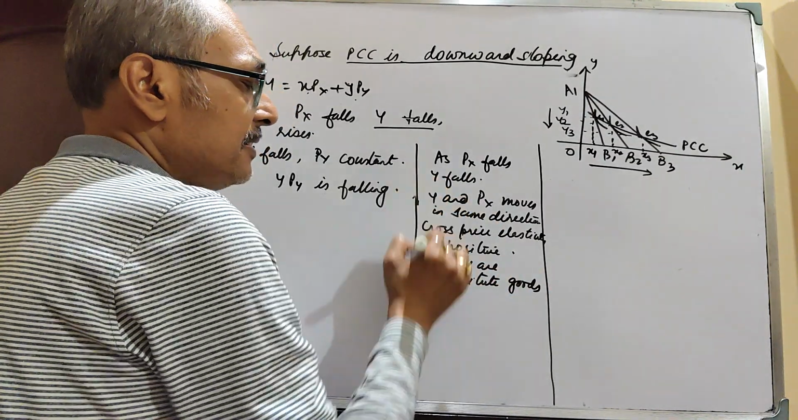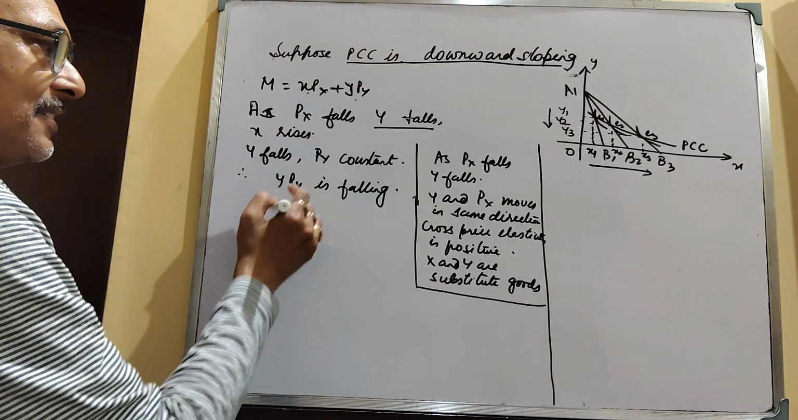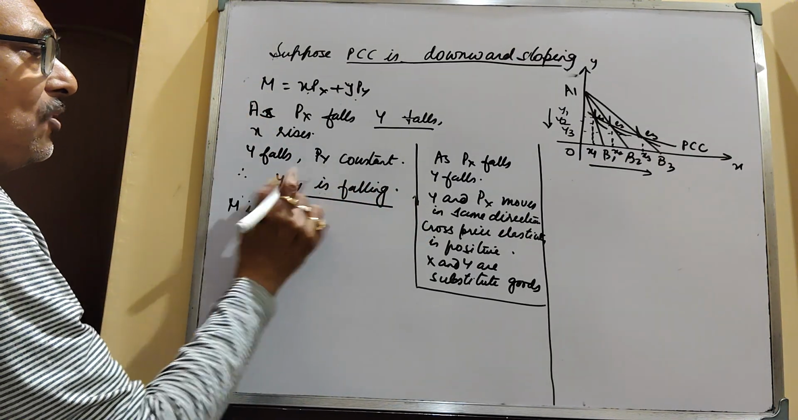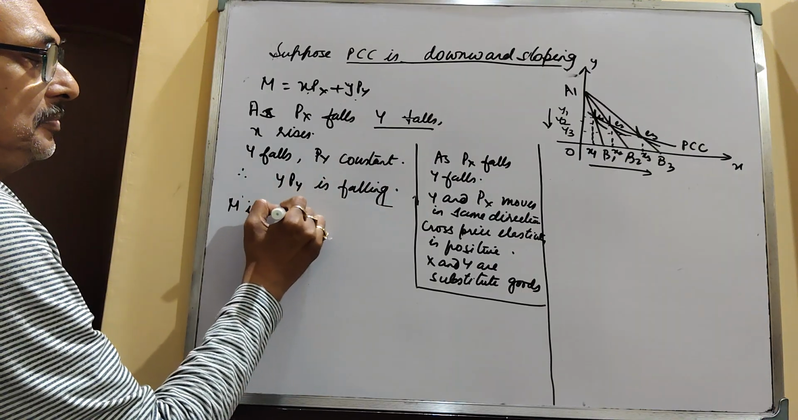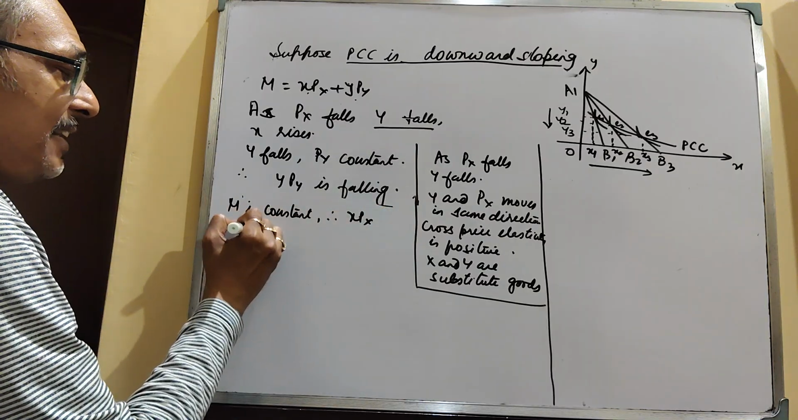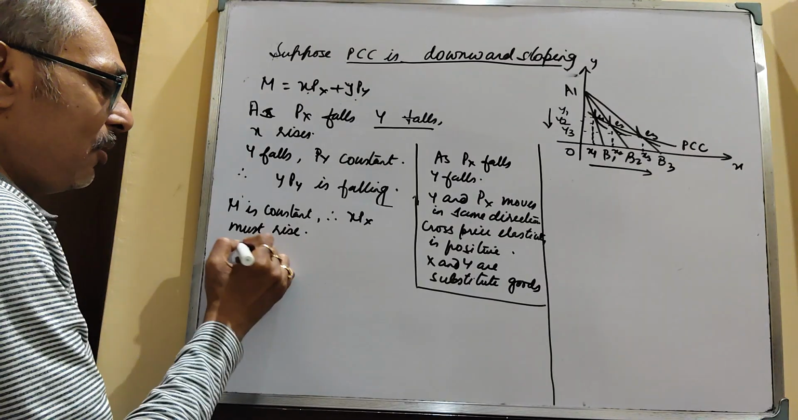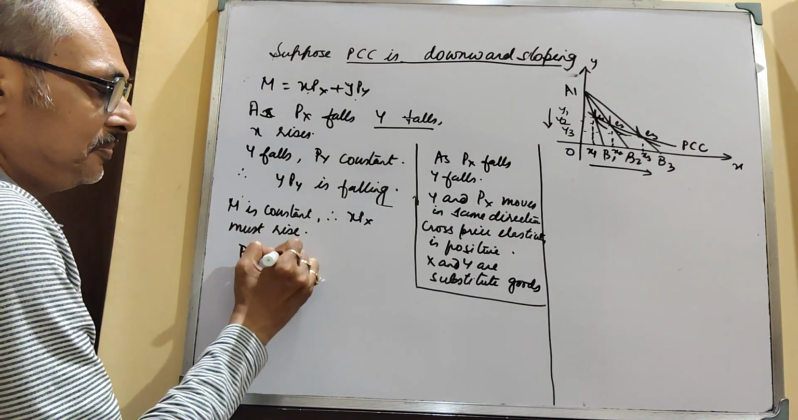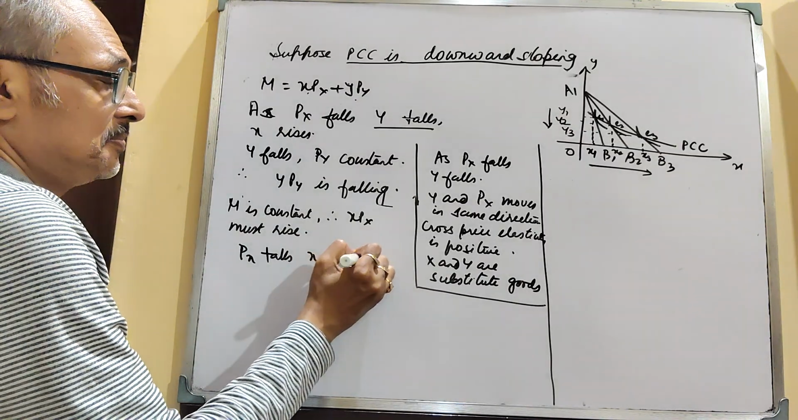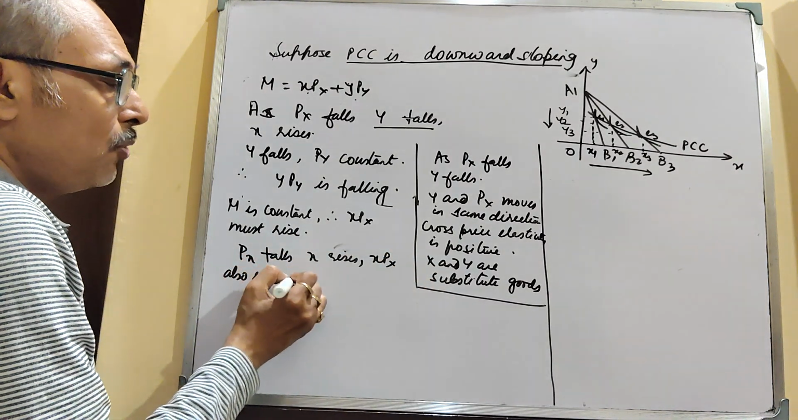X and y are substitute goods. Now we do the own price elasticity. Py is falling, M is constant. Therefore, xPx must rise. Now, Px falls, x rises, and xPx also rises. What does it mean?